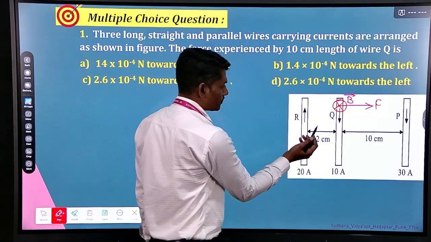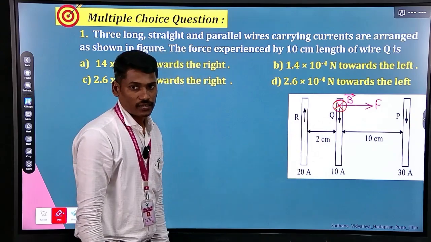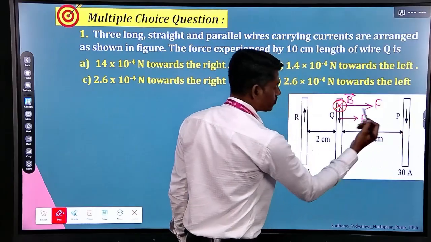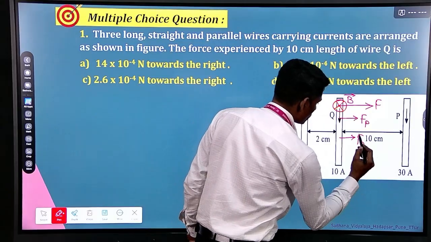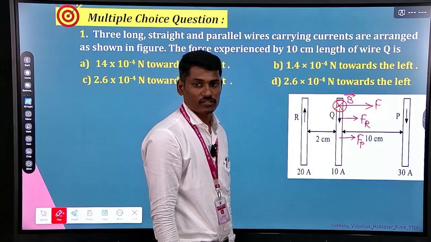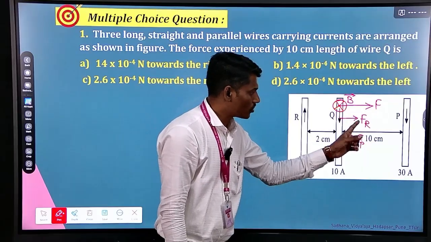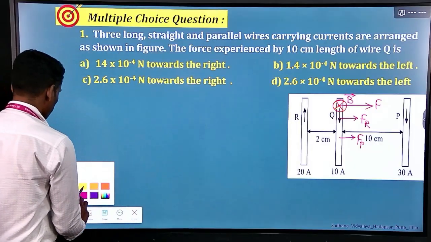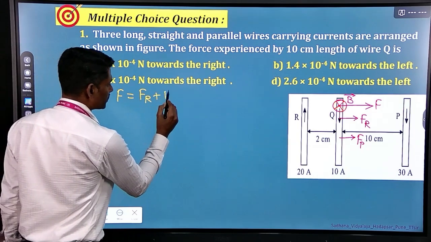Here the force due to the current flowing through the wire R is suppose F R, and the force due to the wire P is suppose F P. Here the total force acting on the wire Q is how much? This is the net force. F is equal to F R plus F P, right. So here we get that force F is equal to F R plus F P.